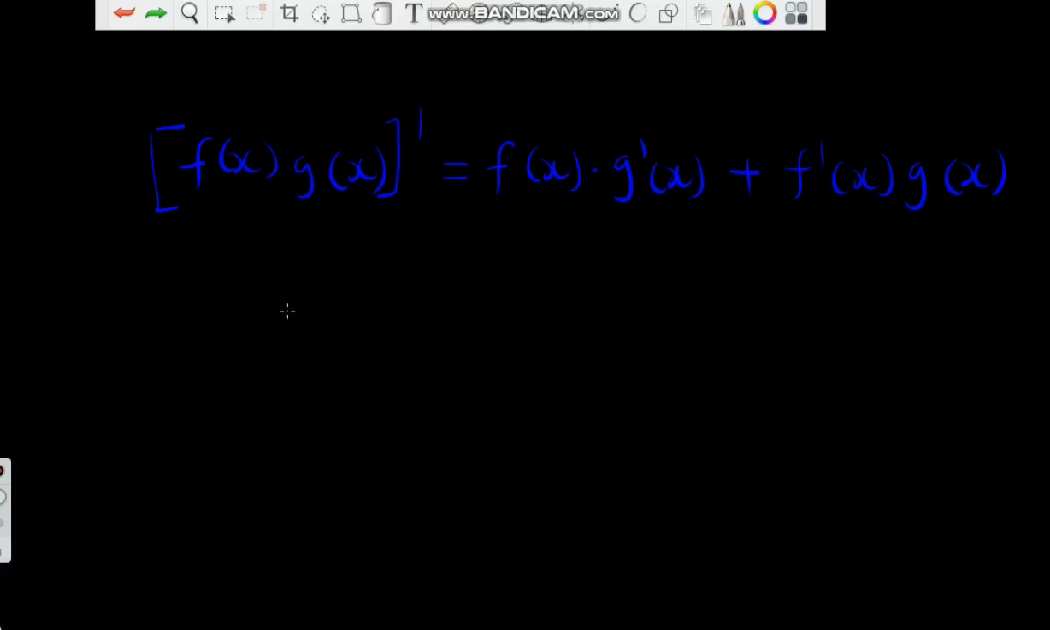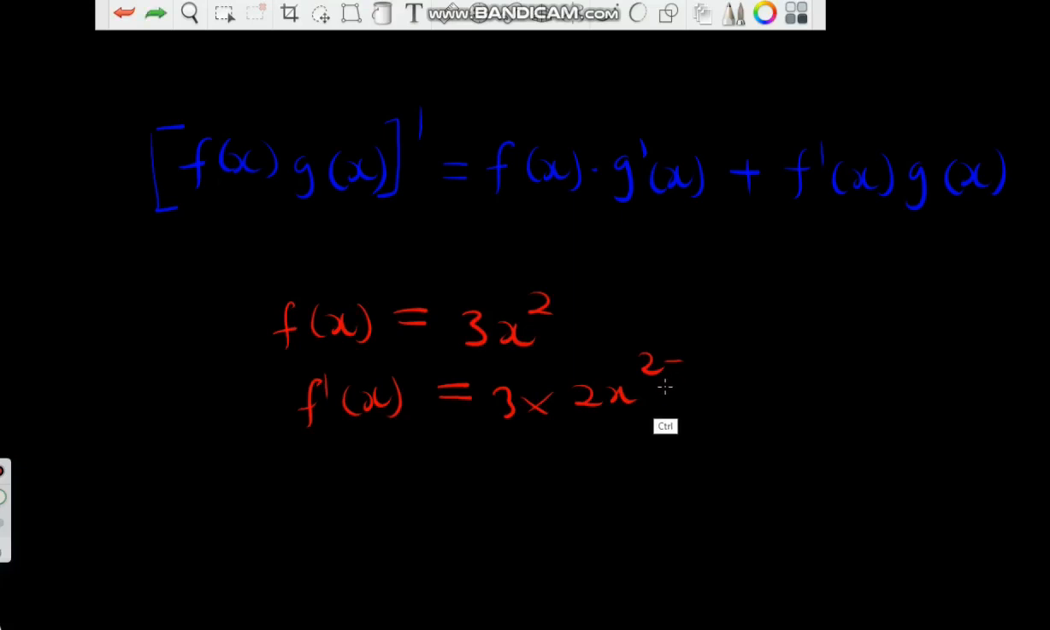Let's say I have a function f of x equal to 3x squared. I take the first derivative of this function, which will be f prime of x. This will be equal to 3 times 2x to the power of 2 minus 1. So this will give me 3 times 2x to the power 1, and that will be equal to 6x. So this is the first derivative of this function here.